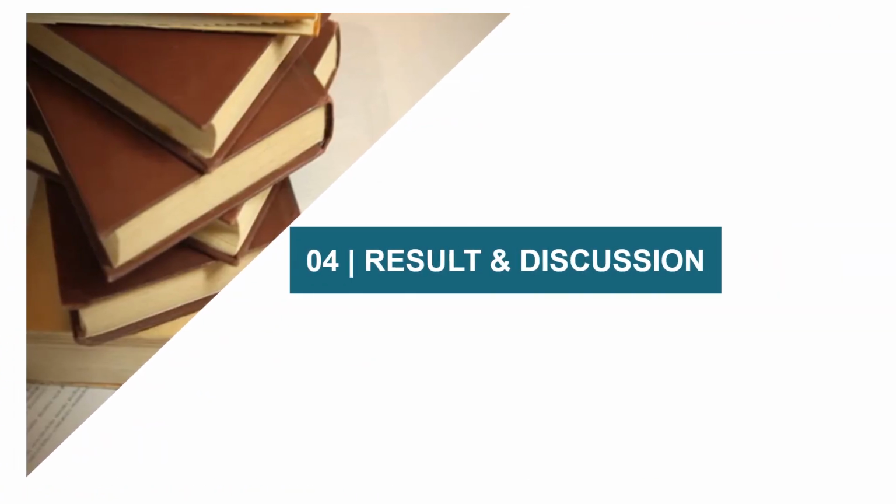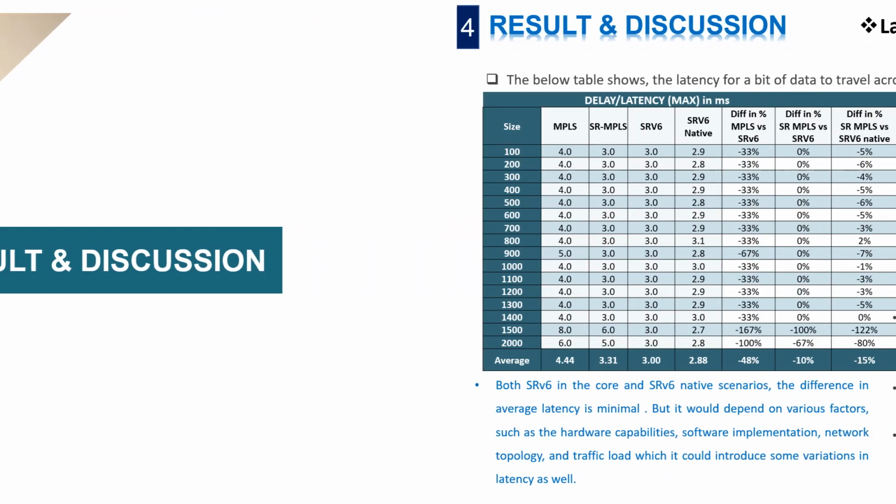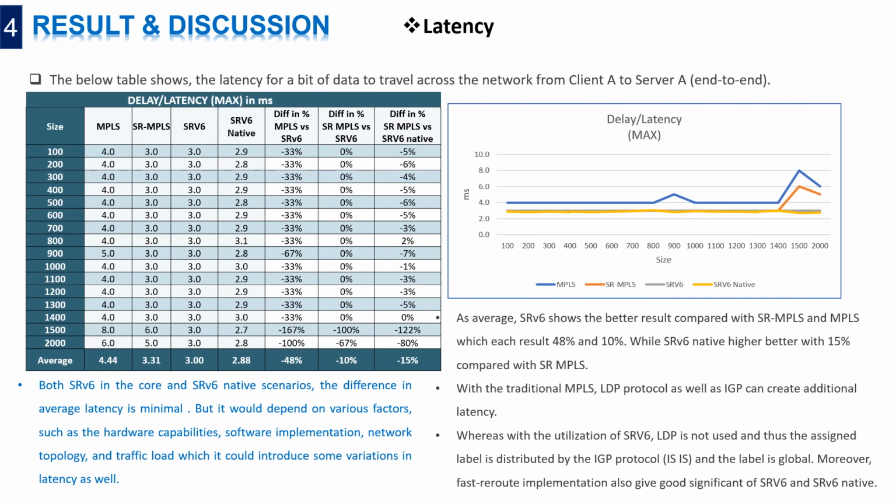Okay, results and discussion. Number 1, latency. The table below shows the latency for a bit of data travelling from client A to server A. On average, SRv6 shows the better result compared to SR-MPLS and MPLS, by 48% and 10% respectively. Why? Because SRv6 native is better by 15% compared with SR-MPLS.